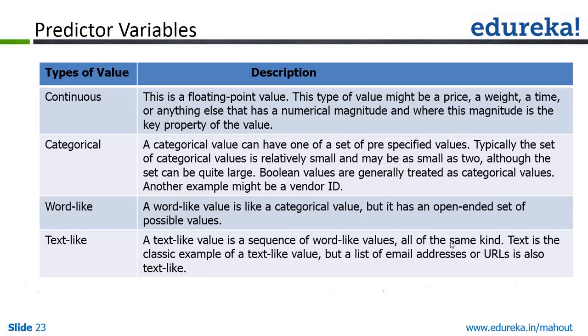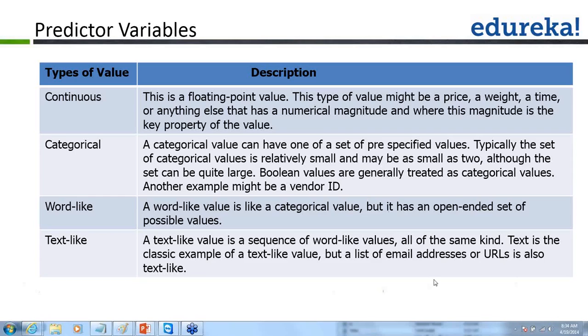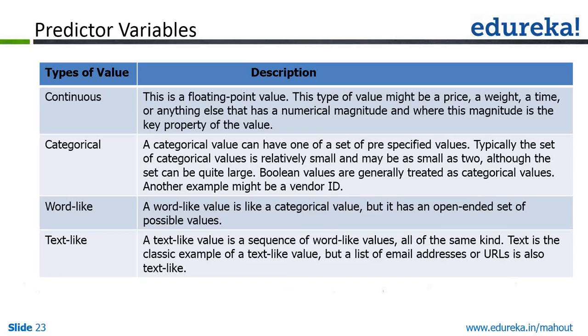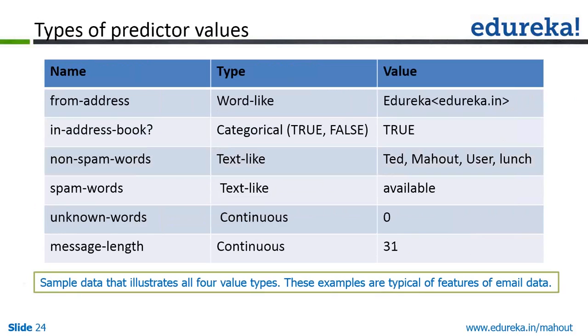So if we combine words like this, email addresses and URLs are also text-like. So these are the types of predictor variables. If you look at the example of email spam, the predictor means whether an email is a spam or not.